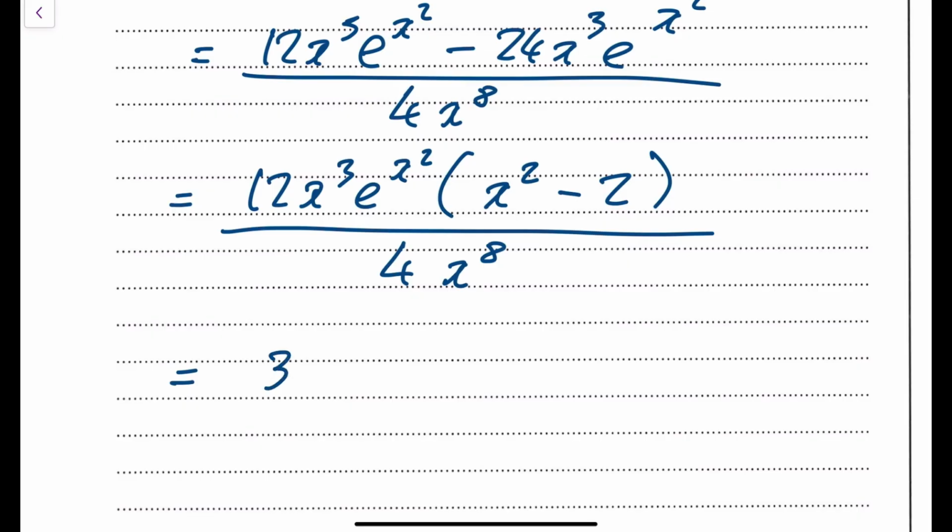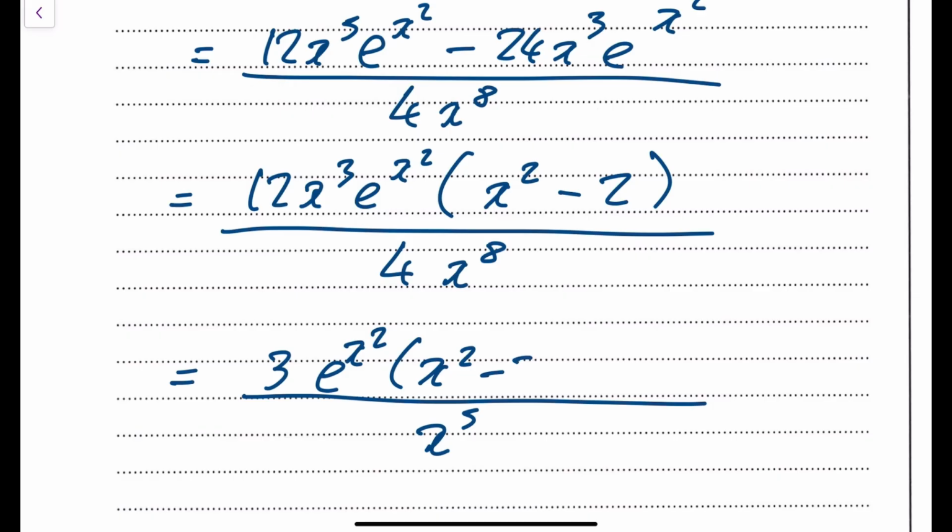So my 12 goes into the 4, the 4 goes into the 12 three times, and then that x cubed on the top cancels into the x cubed on the bottom, x to the 8 on the bottom, so you're going to be left with x to the 5 on the bottom line, then e to the x squared minus 2.